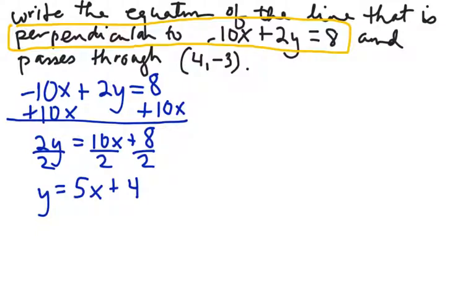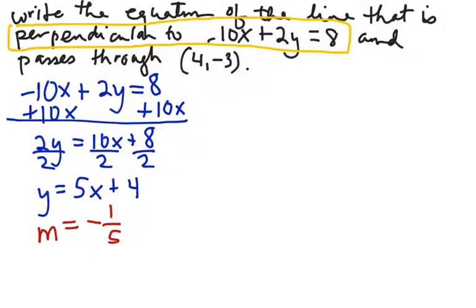Okay, so let's go back to, again, what's boxed in yellow. We're looking to make an equation of a line that is perpendicular to this line, which we've rewritten as y equals 5x plus 4. Well, the perpendicular slope is going to be the opposite reciprocal of 5. So my slope is going to be negative 1/5.